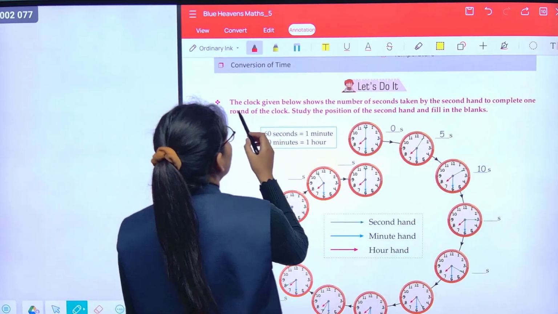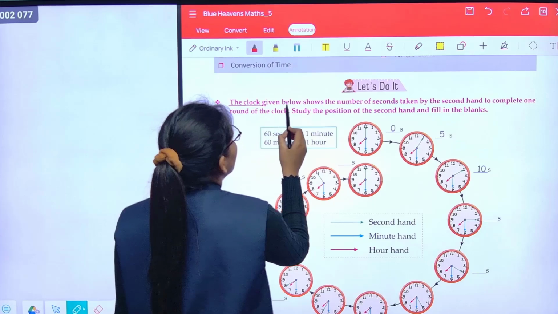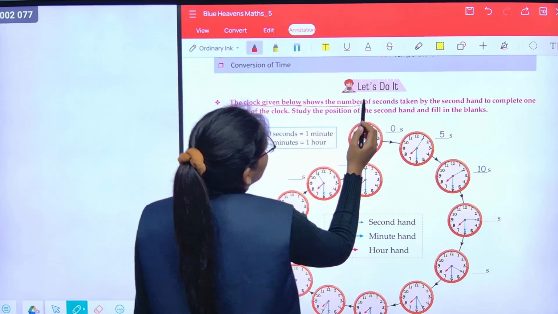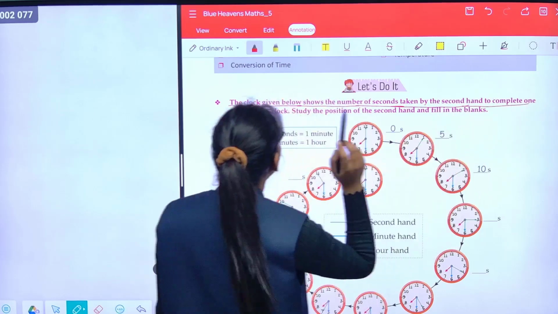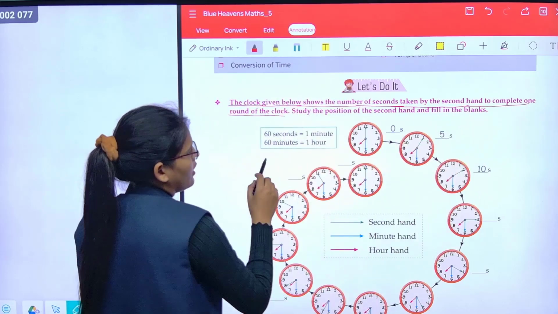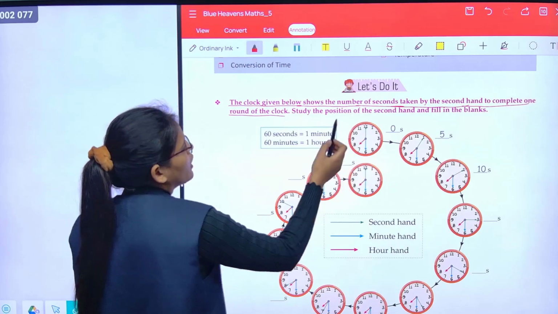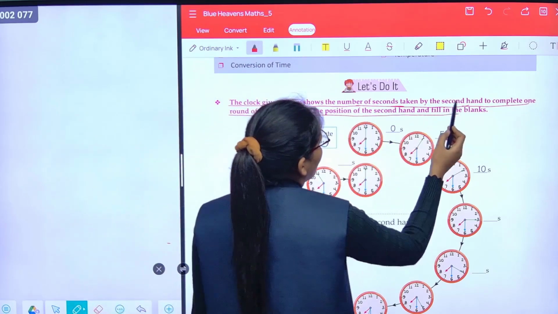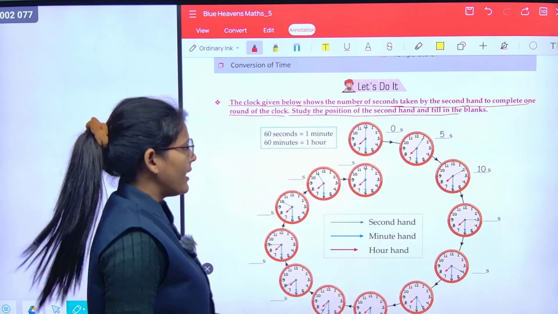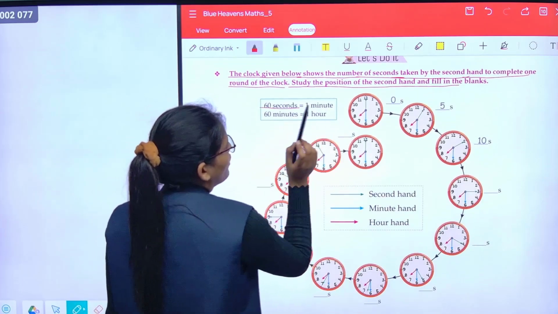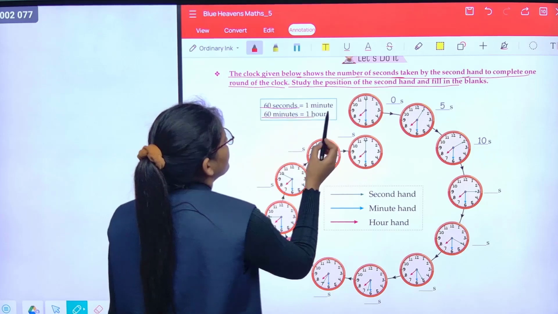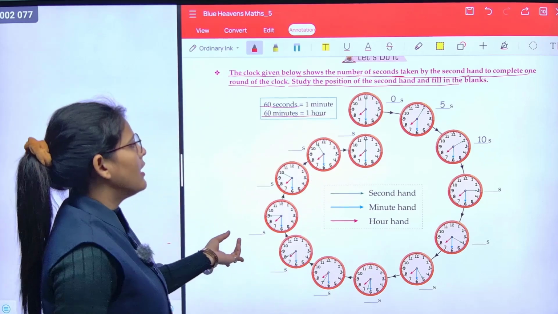Let's start the chapter. The clock given below shows the number of seconds taken by the second hand to complete one round of the clock. Study the position of the second hand and fill in the blank, class. 60 seconds is equal to 1 minute and 60 minutes is equal to 1 hour.